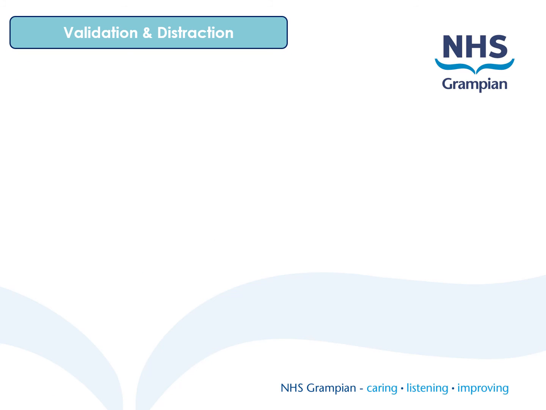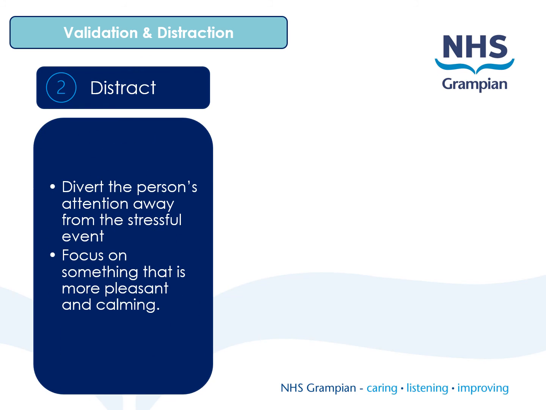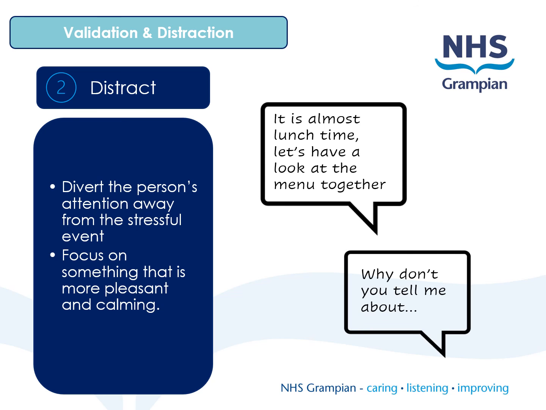Let's think about step 2 of the validation and distraction technique. Step 2 is distract. We want to divert the person's attention away from the stressful event. We also want to encourage them to focus on something that is more pleasant and calming. Here are some examples of how we might distract someone. We may say, it's almost lunchtime, let's have a look at the menu together. Or if we have our patient information, we might say, why don't you tell me about your grandchildren? Or something else that we know is important to them.